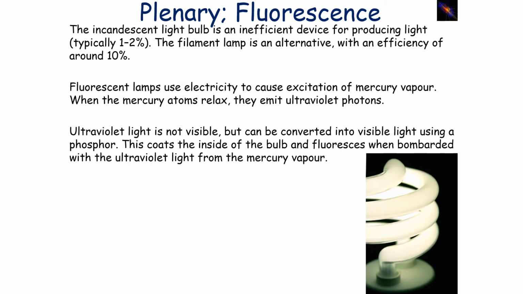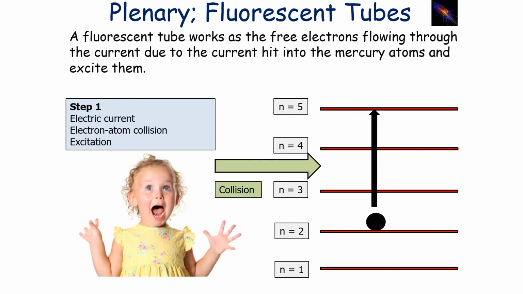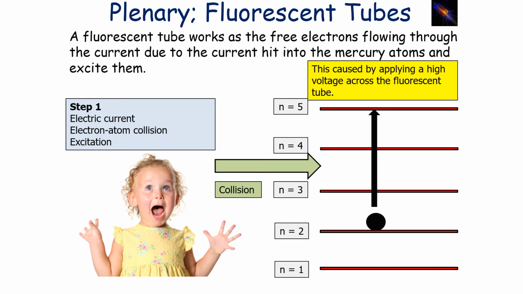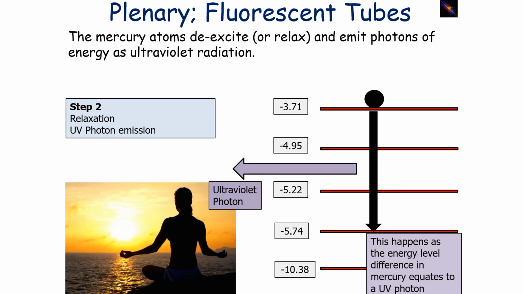So what we're going to look at is this idea of fluorescent lamps now: electrical current, excitation, relaxation, photon emission. A fluorescent tube works as the free electrons flowing through the tube due to the current hit the mercury atoms inside the fluorescent tube and excite them. This is caused by applying a high voltage across the fluorescent tube. Some of the atoms will also be ionized by the collisions with the free electrons and each other. Eventually, after excitation has occurred, the mercury atoms de-excite and emit photons of energy as ultraviolet radiation. This happens as the energy level difference between the different levels in mercury equates to UV photons.